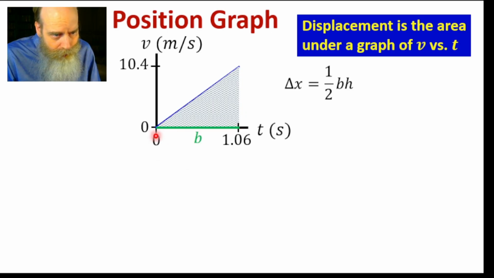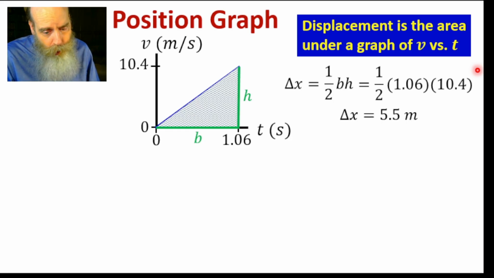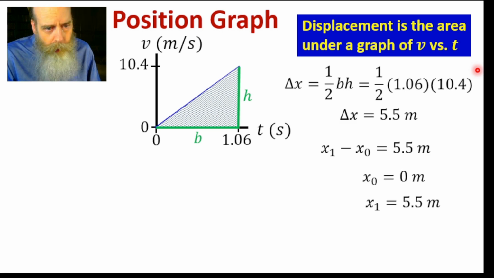This is the base, 1.06 seconds, and this is the height, 10.4 meters per second. Put in these values, we have this. Multiply it together, we get 5.5 meters, which is what we expected, because we know that she fell 5.5 meters. Delta x is x1 minus x0, so that's 5.5 meters. x0 is 0, so x1 must be 5.5 meters. Now we can draw our graph of x versus t.